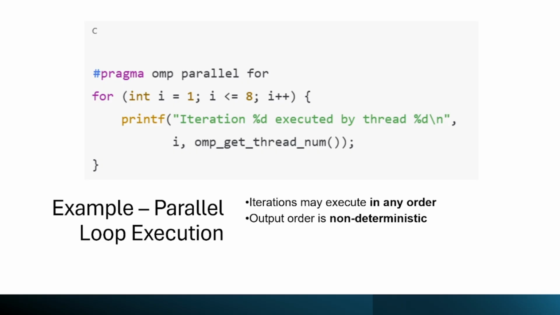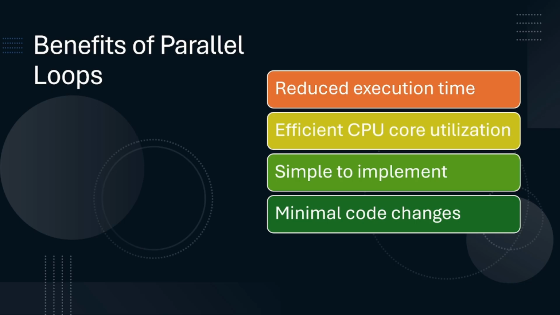In this example, in the for loop, we print the iteration and the thread ID that executes it, showing which thread executes which iteration in this parallel for loop. Iterations may execute in any order, so the output order is non-deterministic here.